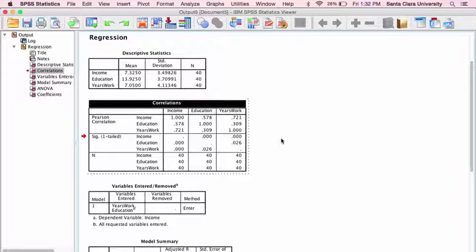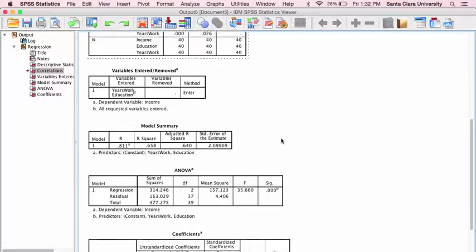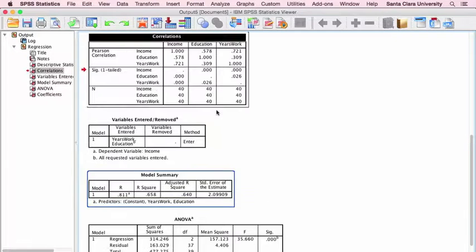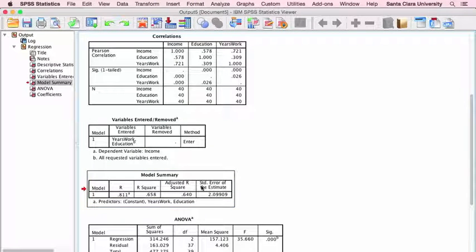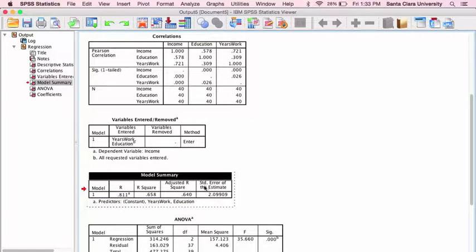So looking at the correlations among these, I'm going to guess that each of the predictor variables are significant predictors of the outcome variable, or the dependent variable, income. So we'll see. This is our model summary. And this tells us that the correlation between the two predictor variables together and the dependent variable is 0.811. This is what we're most interested in. The R square here is 0.658.